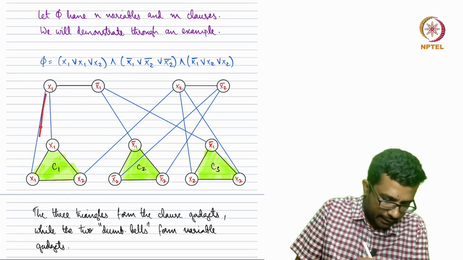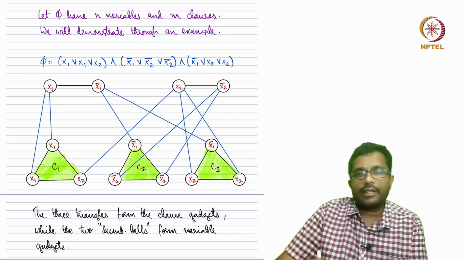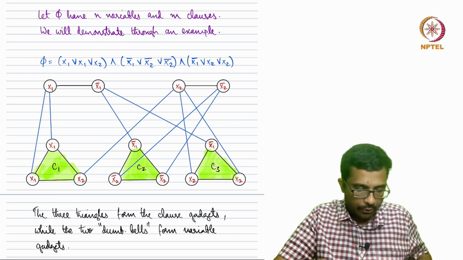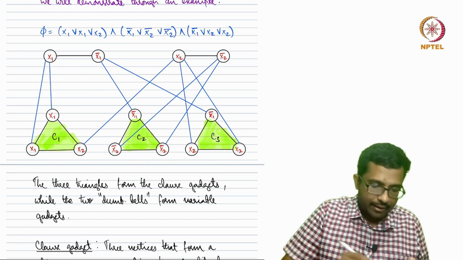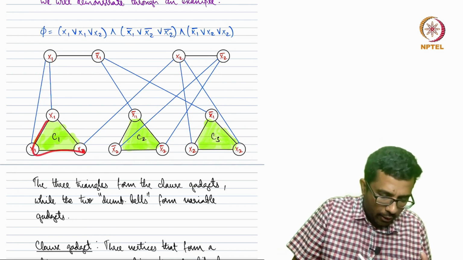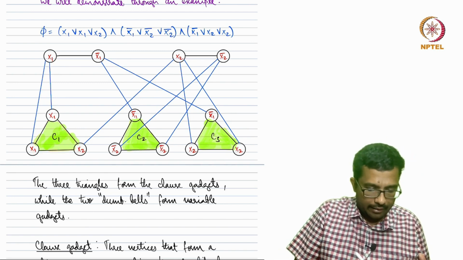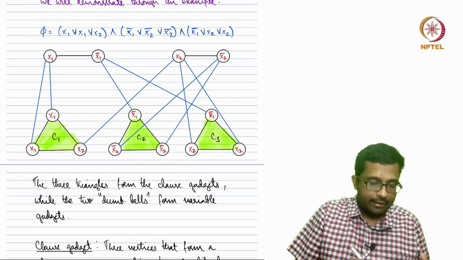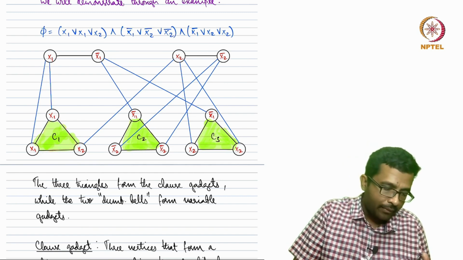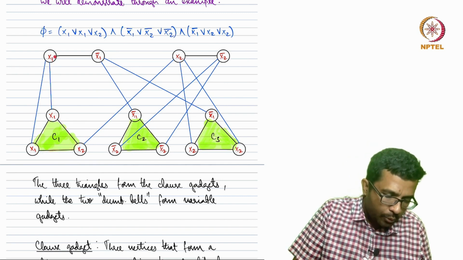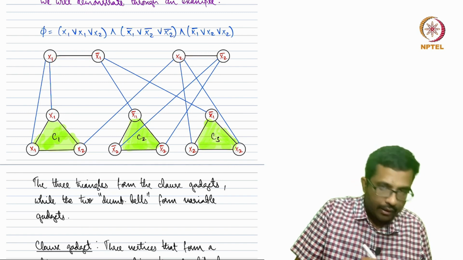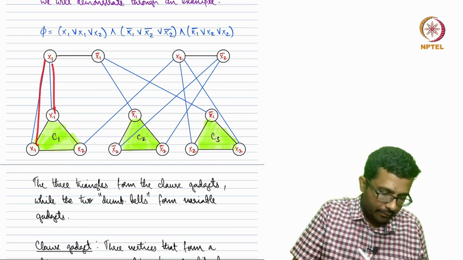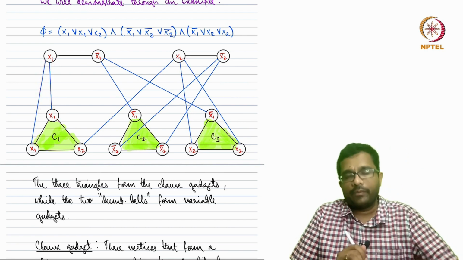Now how do we connect them across the clause gadget and variable gadget? The vertices are over. What remains is the edges, and some edges I have already mentioned. In a clause gadget, all 3 vertices are connected. So each clause gadget contains 3 edges and 3 vertices. Each variable gadget contains 2 vertices and 1 edge. Now the vertices are over. What remains is the edges going across.